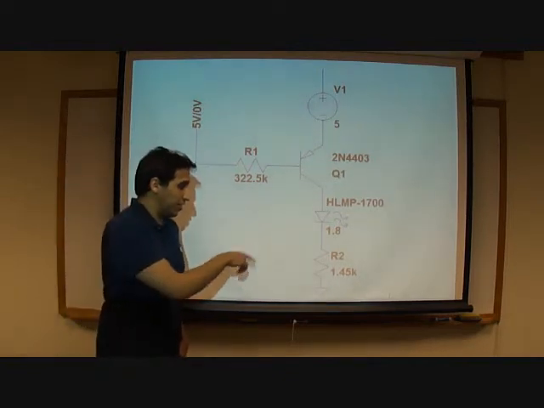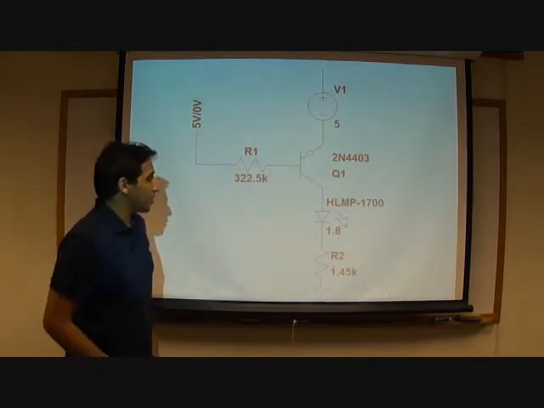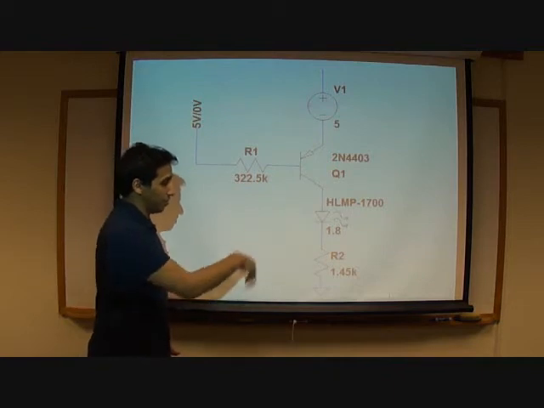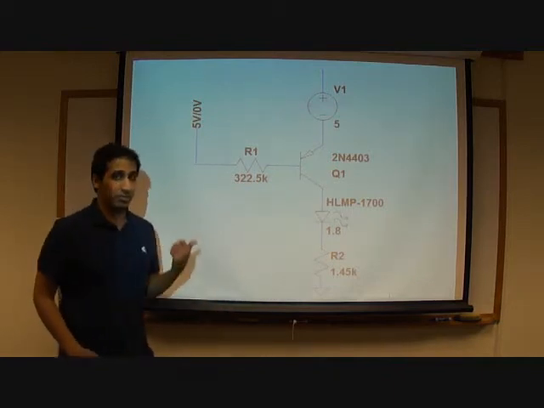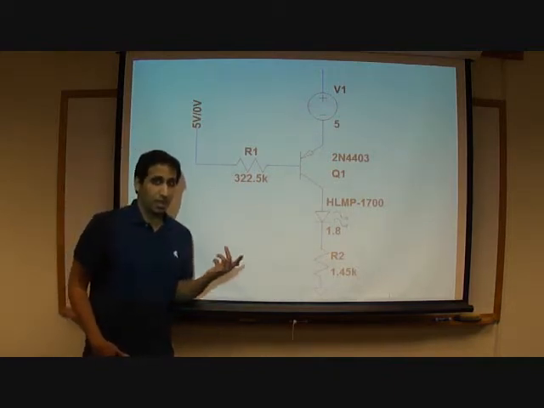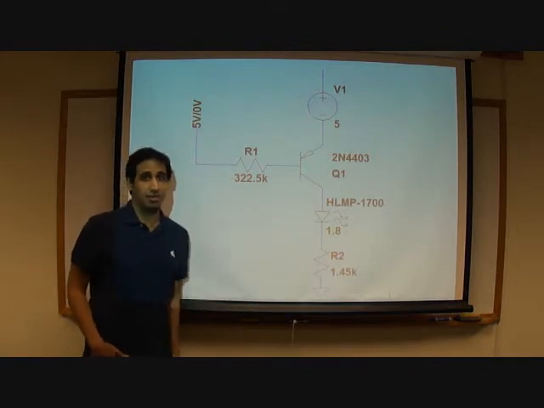We didn't really need the R2 to bias our transistor, but we still needed to limit the current and get the amount of current we needed, which is 2 milliamps. That gives us a consistent light.